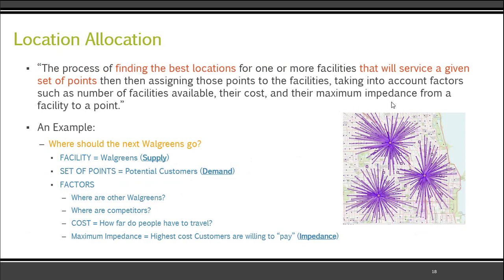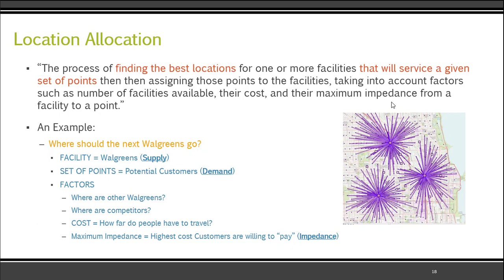All right, the last thing we're going to talk about is location allocation. There are a lot of things you can do with location allocation within the ArcGIS suite. So we're only going to talk about it in general, and then you'll have one activity that you have the option to do that's going to look at a specific location allocation that's going to be a market share analysis. But in general, location allocation is the process of finding the best locations for one or more facilities that will service a given set of points.